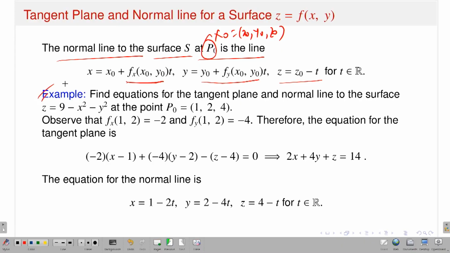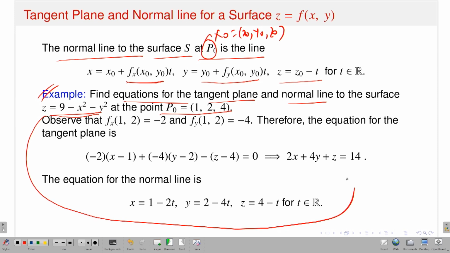So, one example I have given. Find the equations of the tangent plane and normal line to this surface at the point P naught 1, 2, 4. So, what do we have to do? The formula is given, so you just calculate. In that case, what will be your f of x y? You write z is equal to f of x y, and what is f of x y? f of x y is nothing but 9 minus x square minus y square, that is it.